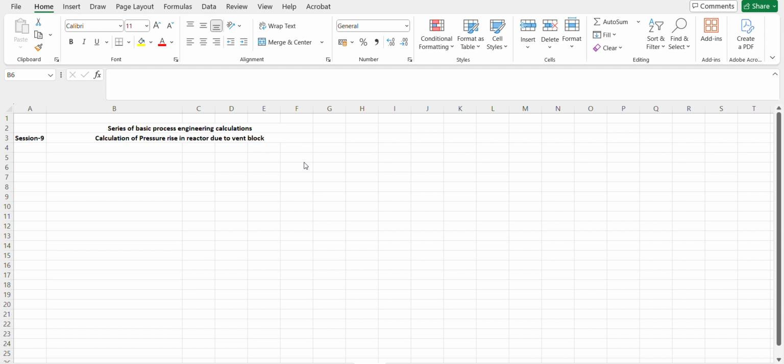In this series of basic process engineering calculations, we will today focus on how to calculate the max pressure rise in a reactor due to blocked vent. As a process engineer, I guess you have come across many situations where you have to calculate the maximum pressure rise due to generation of vapors, that may be thionyl chloride or HCl or whatever may be the vapor composition, that contribute to the rise in pressure in case of vent block.